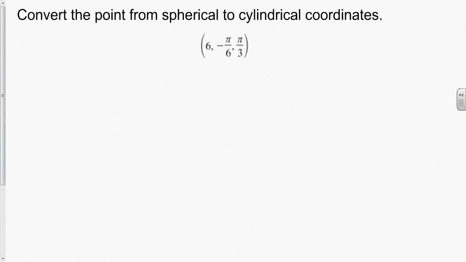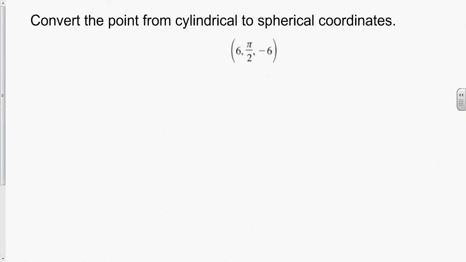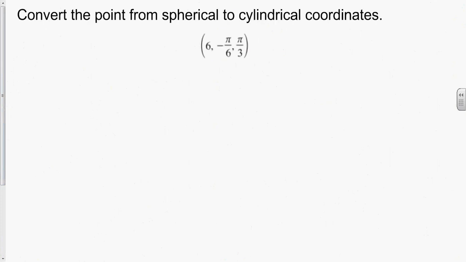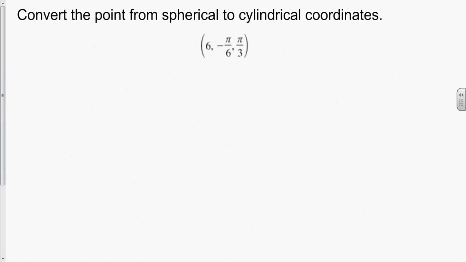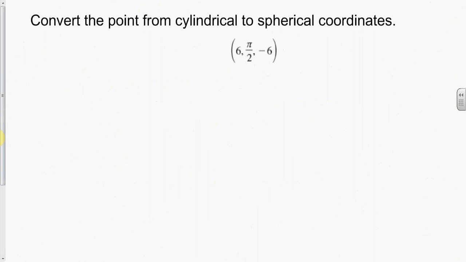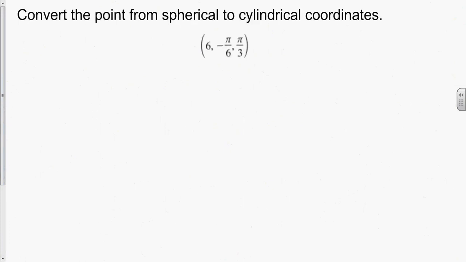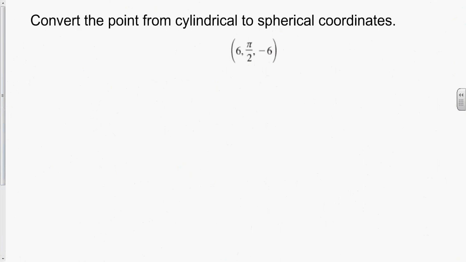Let's see if we can find one that we have not done the type before. I think these two we have not. I don't think we've gone from cylindrical to spherical. I can't do both of them in the time that I have, so I do one of them. Maybe this one. It doesn't matter. So let's try this. Convert the point from cylindrical to spherical coordinates. I don't think we went in that direction. Then the other one is going from spherical to cylindrical. So let's try this guy.